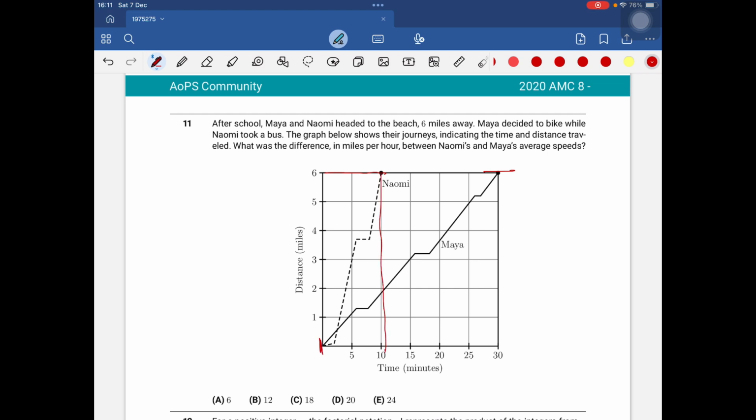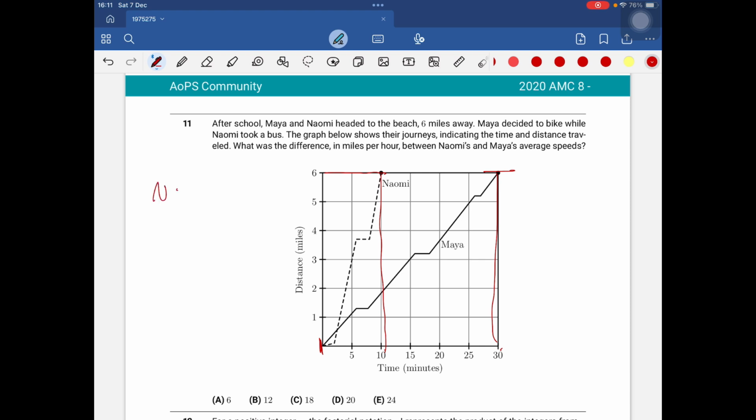Naomi arrived in 10 minutes, and Maya arrived in 30 minutes. Okay, so this is their journeys, the time and distance traveled. We want the difference in miles per hour between Naomi's and Maya's average speed. So this is miles per hour, but now we have data with miles per minute.